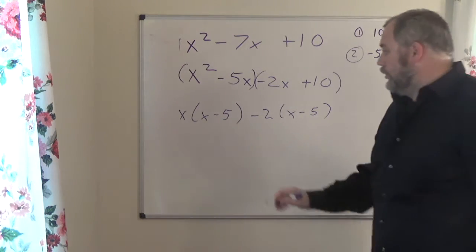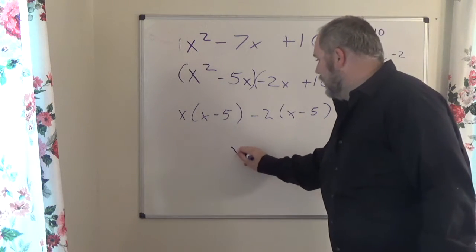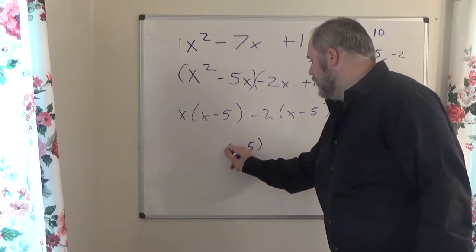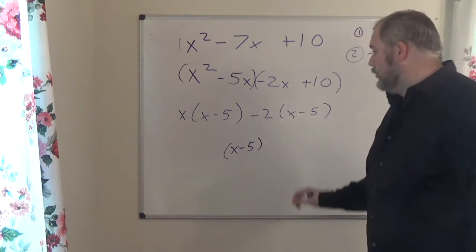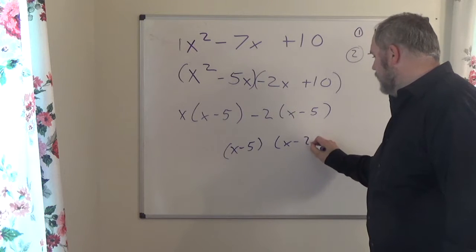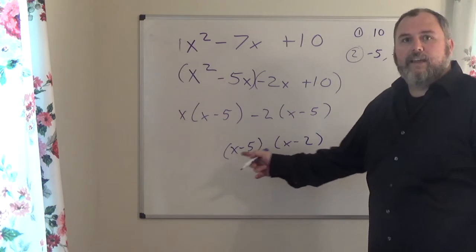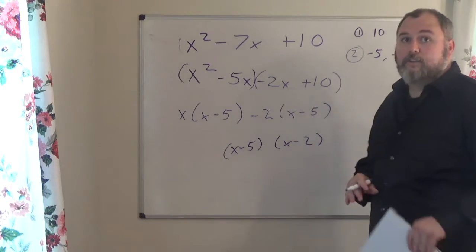Alright, what do I do? The things that are the same are x minus 5. The things that are left over get married. And we have x minus 5 times x minus 2.